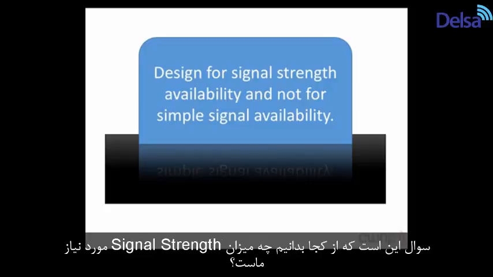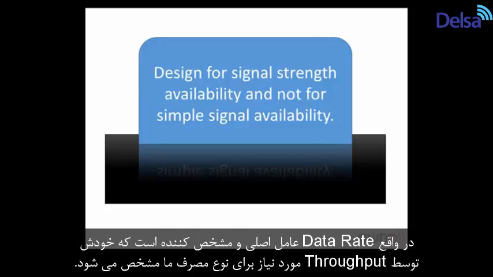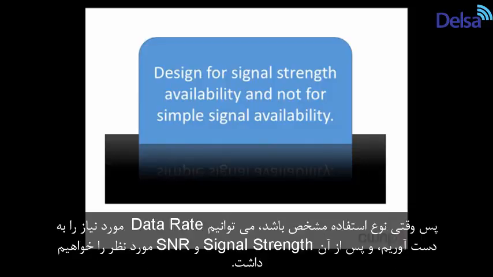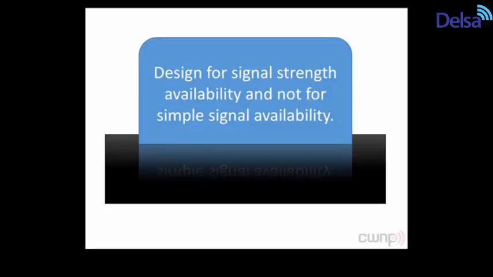Now, people often say, well, how do you know what signal strength you need? It comes down to data rate, and data rate is driven by applications because of the throughput requirements that they have. So when you define your applications, you can then define your needed data rates. When you've defined your needed data rates, you can define your needed signal strength and SNR, and that's the path you go through to get the coverage that you actually need.